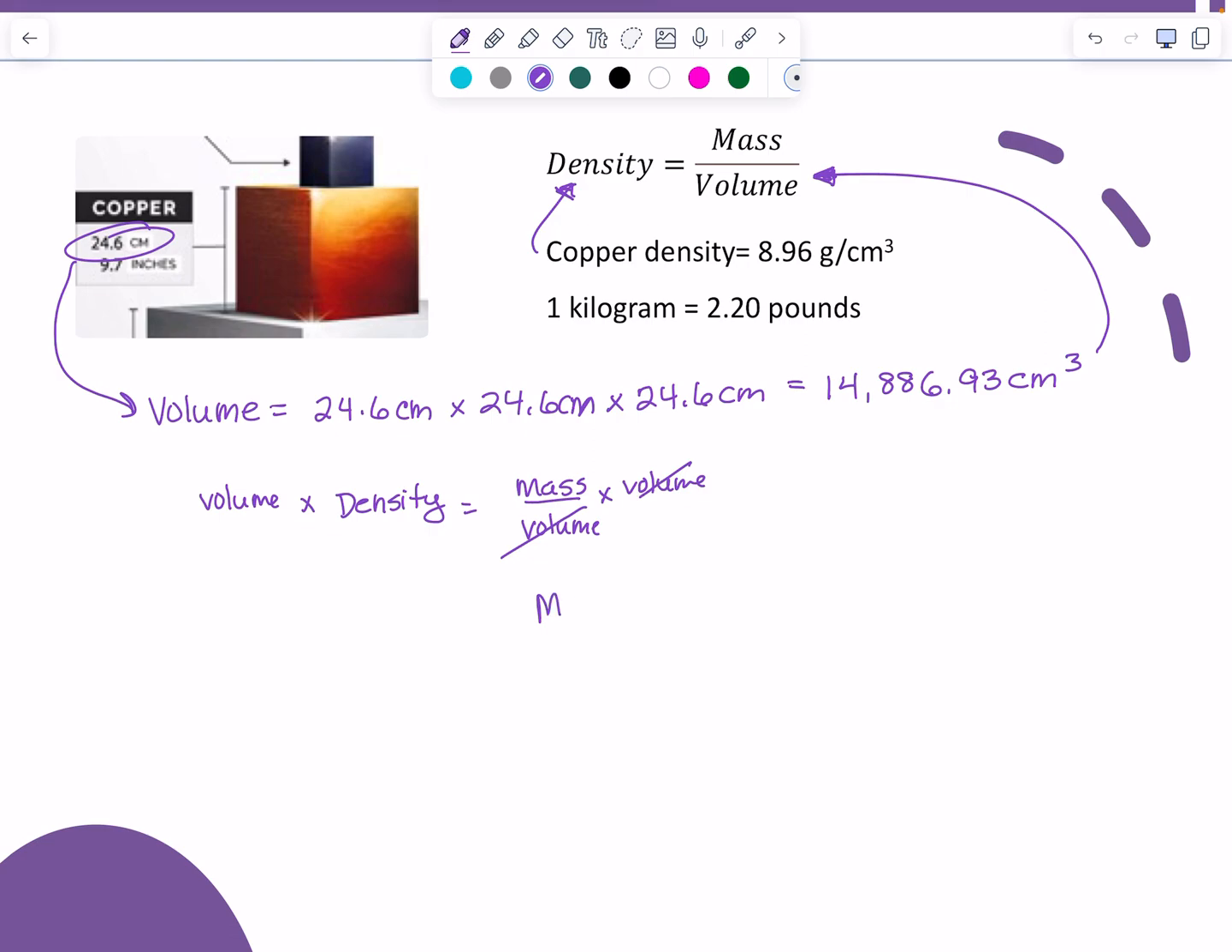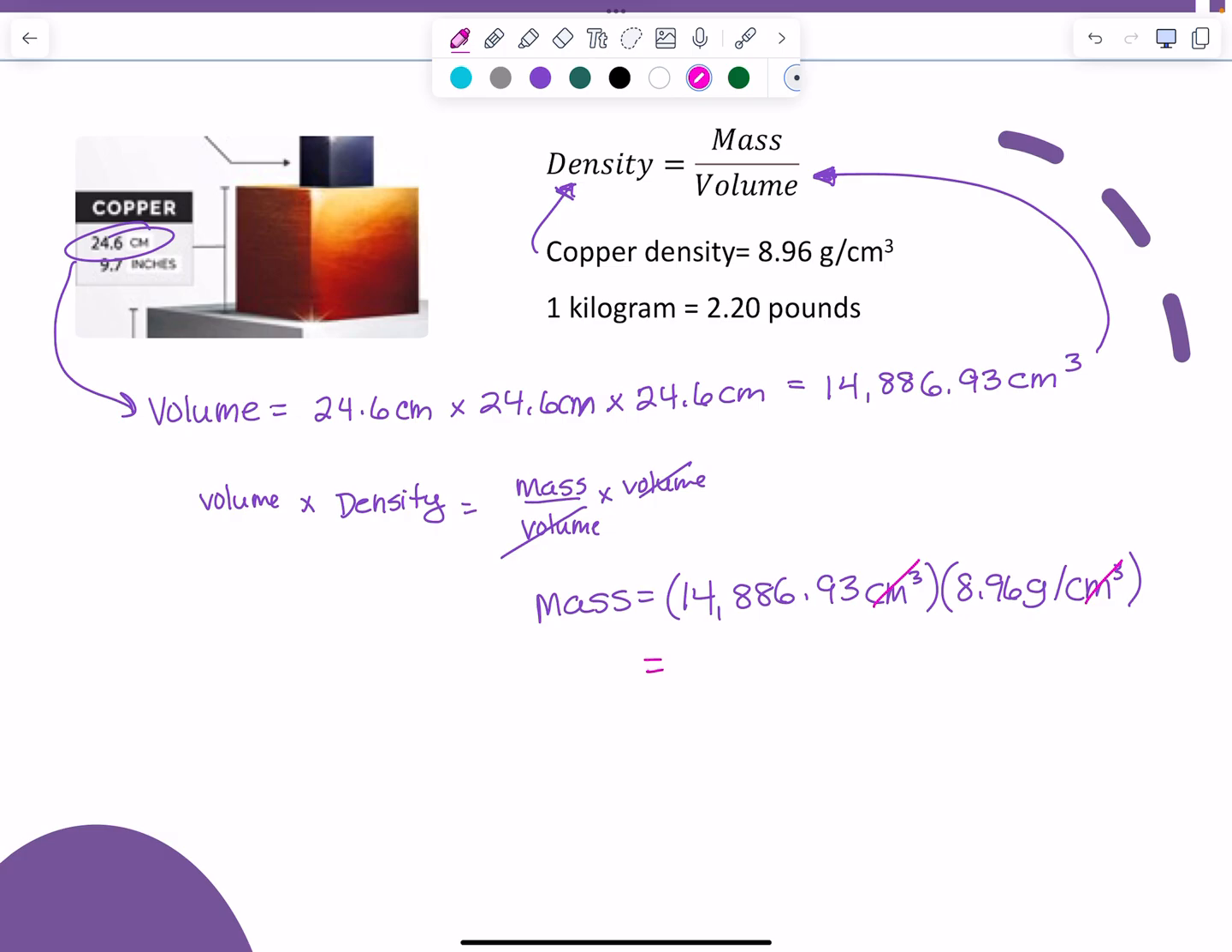Okay, so my mass is going to be equal to my volume, which is 14,886.93 centimeters cubed, times my density, which is 8.96 grams per centimeter cubed. Do I have any units that are going to cancel out for me? Yes. What's going to cancel? Centimeters. That's centimeters cubed. Great. All right.